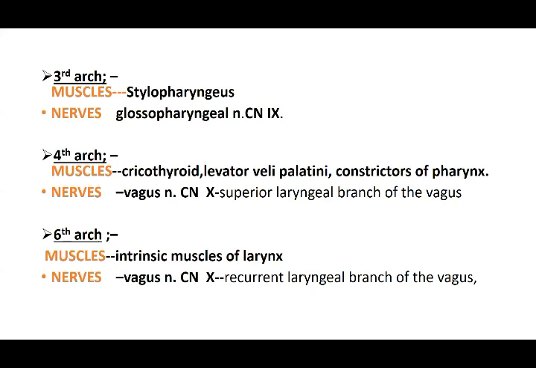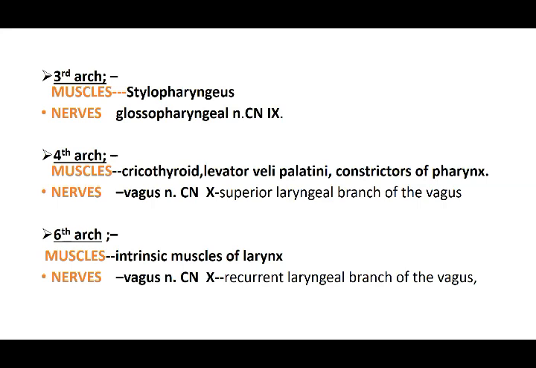Then is the fourth arch. The muscles which are developing from the fourth arch are your cricothyroid, the levator veli palatini, and the constrictors of the pharynx. Because this is the area of the pharynx, the muscles of the pharynx are going to develop from the fourth arch, and the nerve of the fourth arch is your vagus nerve. It is said that these muscles developing from the fourth arch are supplied by the superior laryngeal branch of the vagus, because vagus is supplying both your fourth arch and the sixth arch. So one branch is supplying the fourth arch and the other is supplying the sixth arch.